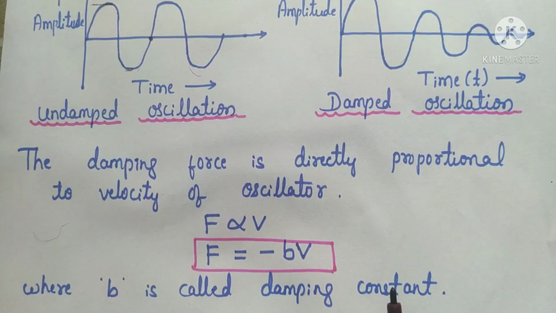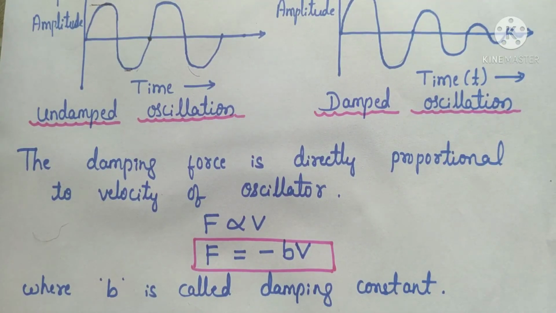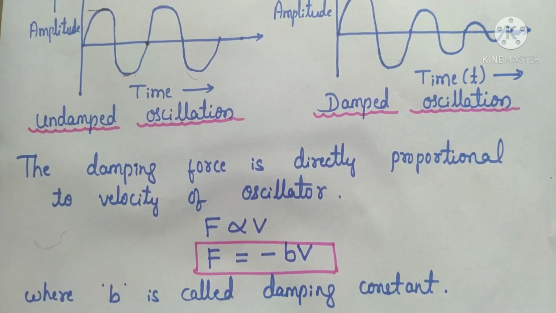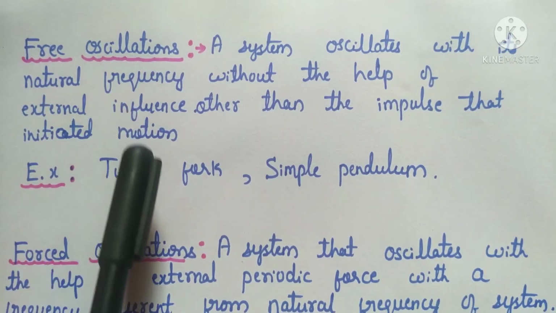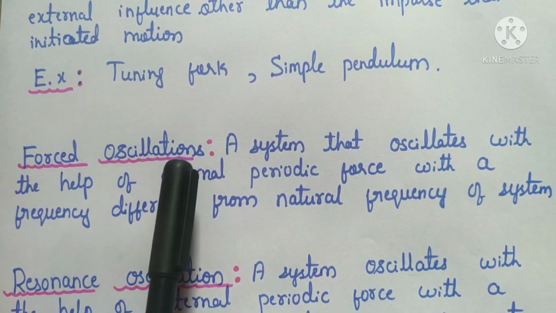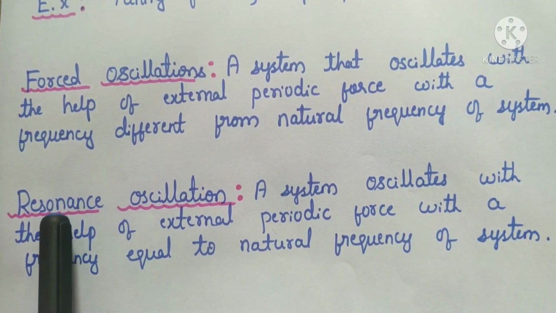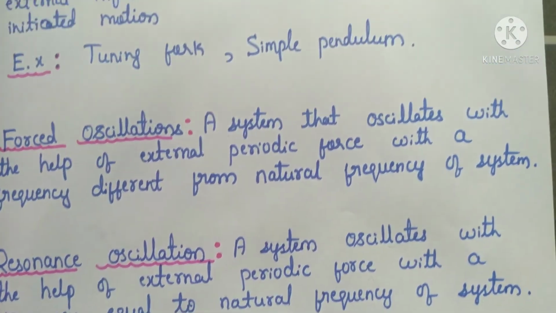So this is about undamped oscillations and damped oscillations. Now we will see the types of oscillations. Based on the frequency, the oscillations are classified into three types. The first one is free oscillation, the second one is forced oscillation, and the third one is resonance oscillation. Let us see one by one.